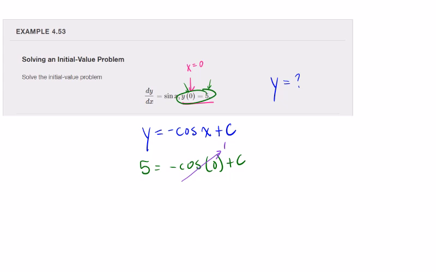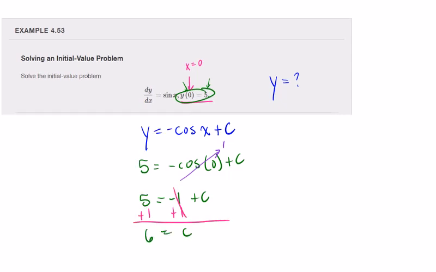So what we have here is 5 equals negative 1 plus c. All right, so then we're going to add 1 to both sides, and we'll get 6 equals c. All right, so then when we rewrite this, we want to find what y equals, right? So we're going to write y equals negative cosine x plus 6.